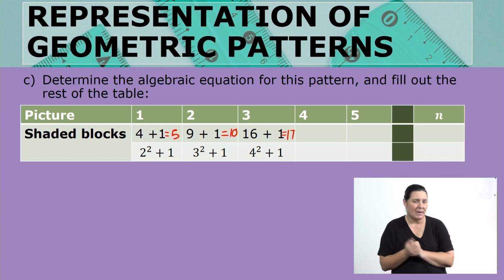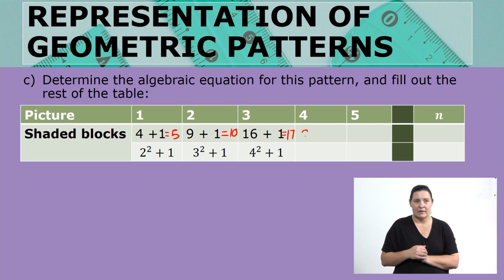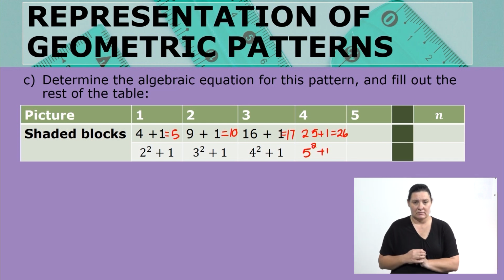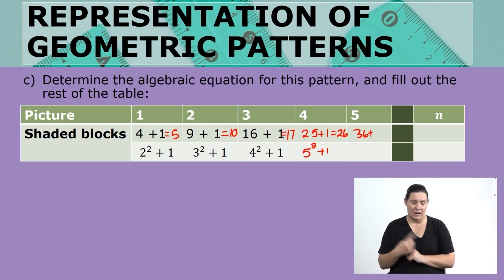So what was going to happen for the next one, the next 2 that we drew actually? Remember, that was the 25 plus 1, which gave us the 26 shaded blocks, and that came from us saying 5 squared plus 1. And then again, we had 36 plus 1, which gave us 37 blocks, and that came from 6 squared plus 1.